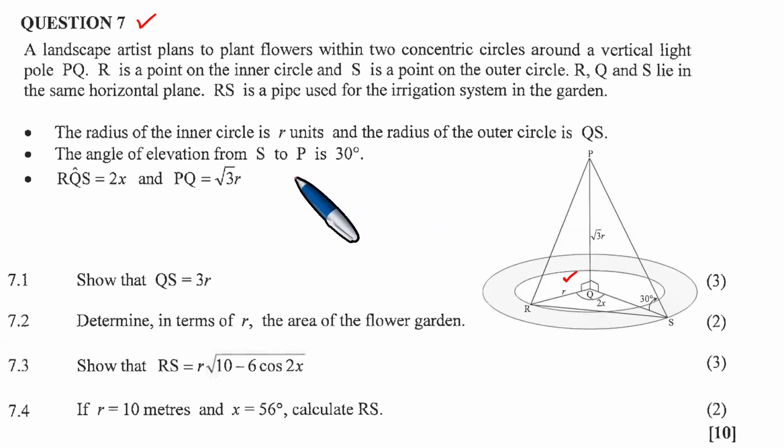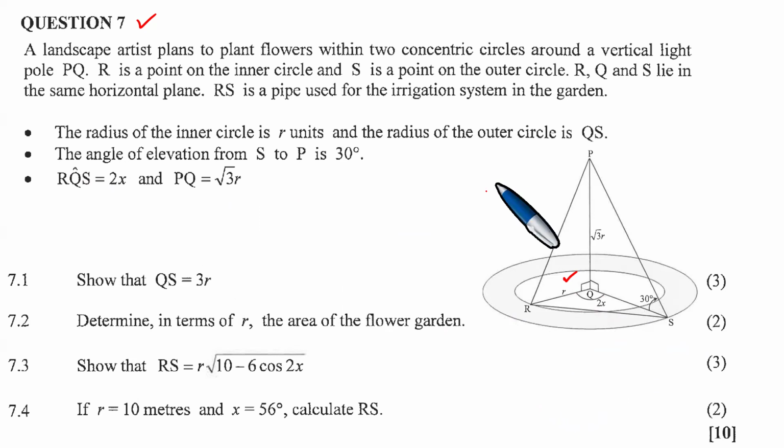The radius of the inner circle is R units, and the radius of the outer circle is QS. The angle of elevation from S to P is 30 degrees. Angle RQS is 2x, as we can see here.